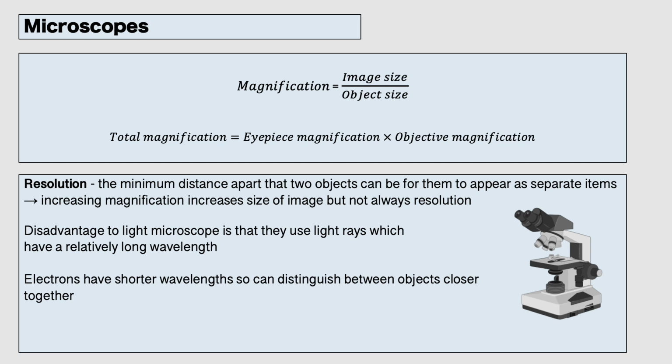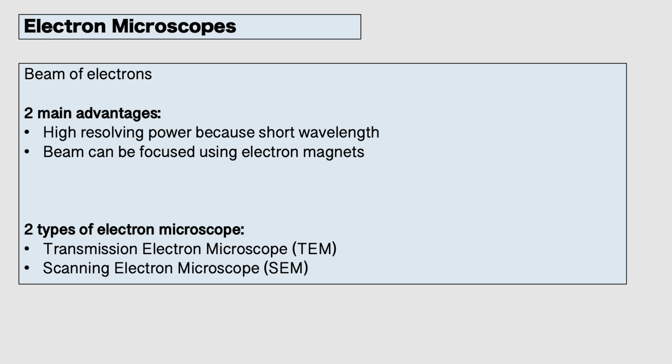The defining feature of an electron microscope is that it uses a beam of electrons. There are two main advantages to this. As we said, this gives it high resolving power because electrons have a shorter wavelength, and the beam can be focused using electron magnets. The two types of electron microscopes are transmission electron microscopes, or TEM, and scanning electron microscopes, or SEM. We'll start by looking at a transmission electron microscope.